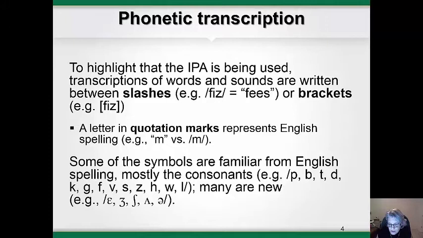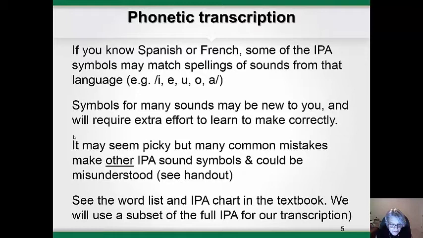Over the next few slides, I'm going to briefly go over the symbols in the IPA alphabet for the sounds that we will cover in the next few weeks. Some of the symbols will be familiar to you from English spelling and will seem to correspond with their sounds pretty well. Most of these cases will be for the consonant sounds. However, there will be many new symbols that you must learn to recognize and learn the symbol to sound correspondence for. You also need to learn to write these symbols correctly in handwriting. Some of the IPA symbols, particularly for some of the vowel sounds, will look familiar, but will correspond to different sounds than what you might expect.